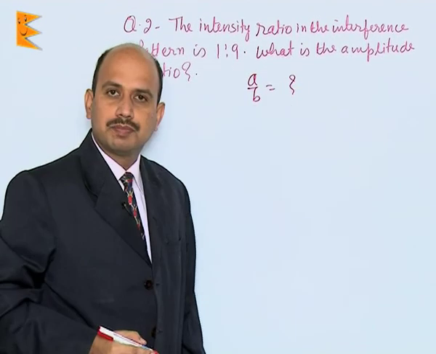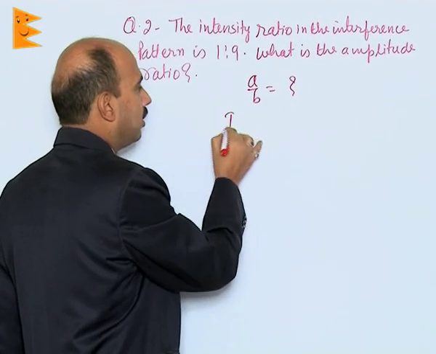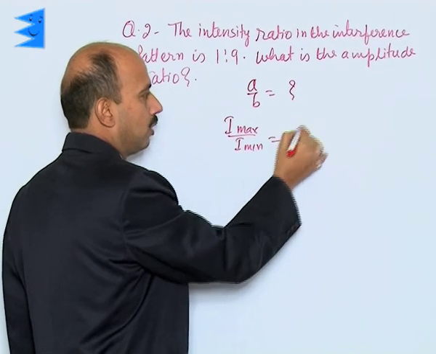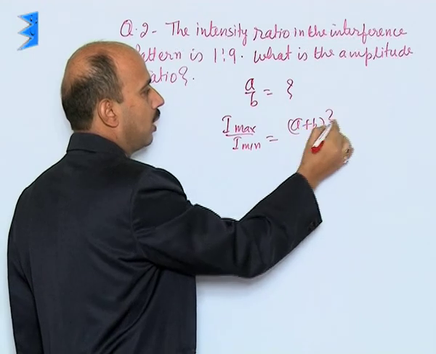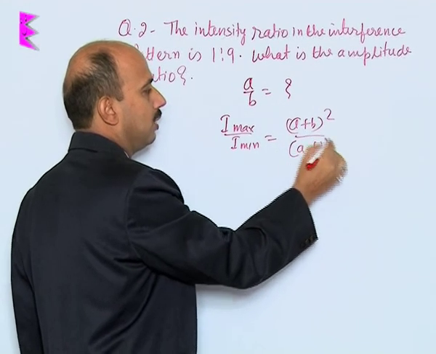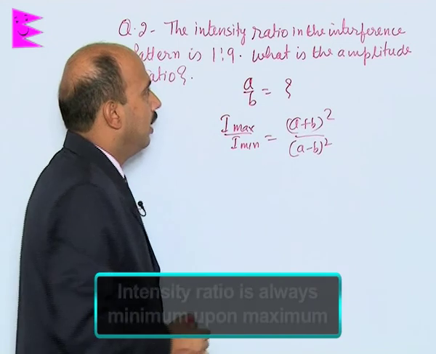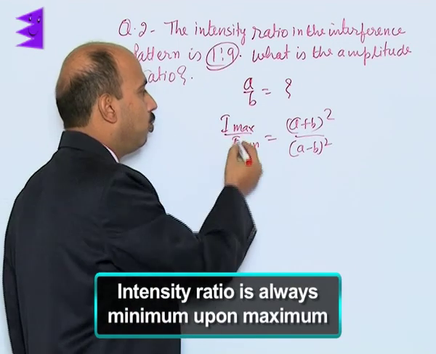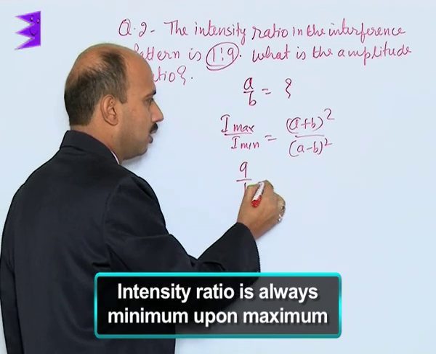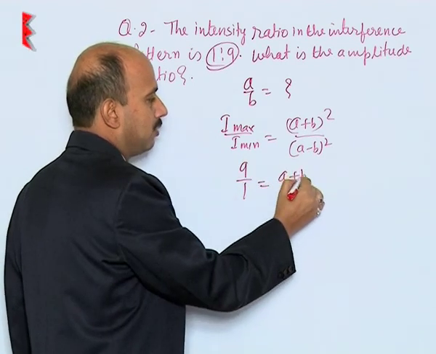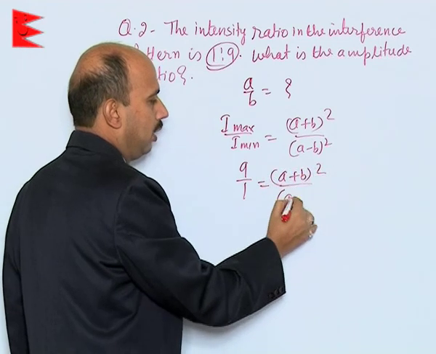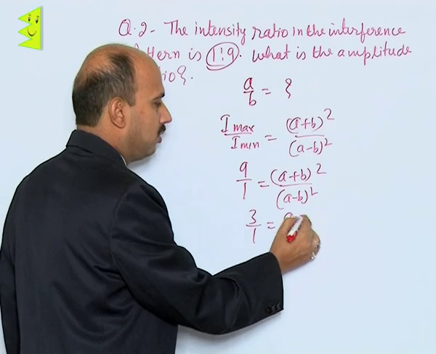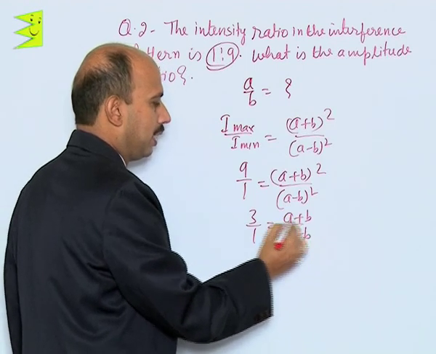So we know I max upon I min is equal to (A plus B) whole square upon (A minus B) whole square. This relation is known to us. In the question we are given 1:9, that is minimum to maximum. So the maximum to minimum will become 9:1, which is equal to (A plus B) whole square upon (A minus B) whole square. That is 3 upon 1 is equal to (A plus B) upon (A minus B).